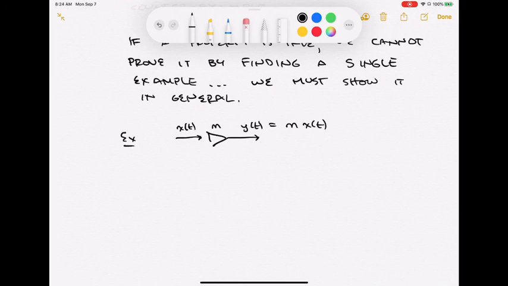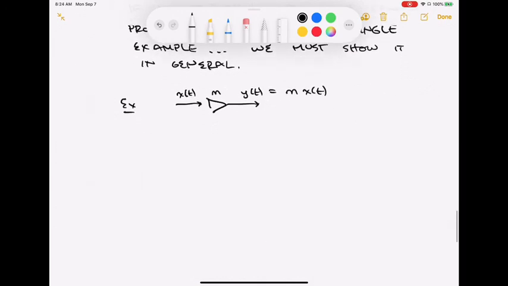So I've got an amplifier in here. If the size of m is smaller than 1, then it's going to make things quieter. If m is a factor that's greater than 1, then we're going to make something that is louder. And I might be interested in, is this system linear? Is this system time invariant? So if I looked at linearity, I'm going to just do that as an L. Is this a linear system?